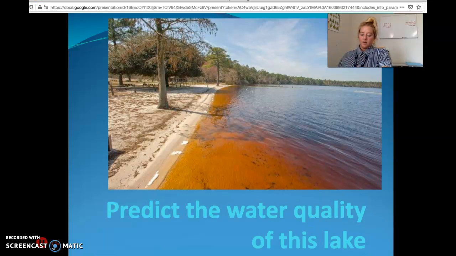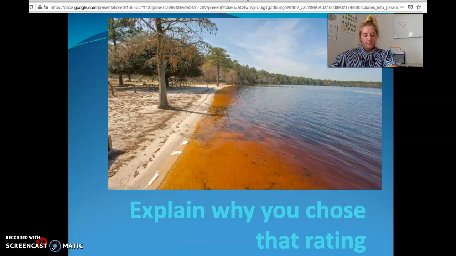All right. Now, I've got a picture for you of your local lake, Jones Lake. I would like you to predict for me the water quality of this lake. Our goal today is to be able to learn about the scientific kind of test that we do that's going to tell us whether or not this water truly is of good quality. Okay? So that's your bell ringer. Predict the quality of this water. Now, explain why you chose this rating. So whether good, bad, in between, you don't know. Explain why you chose that rating. That's your bell ringer today.